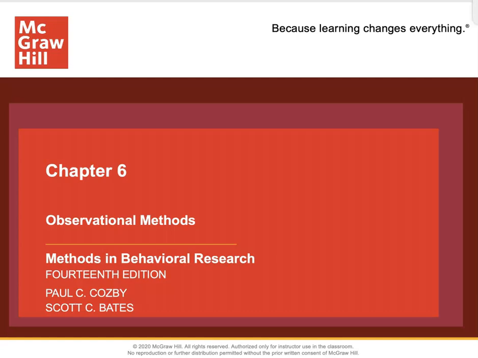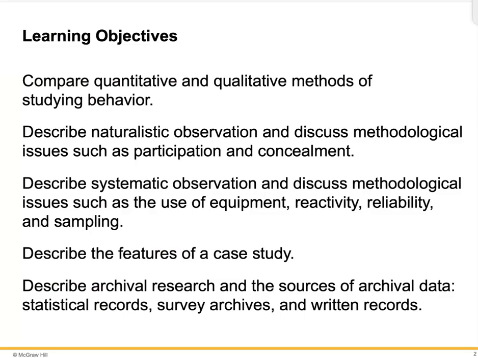Okay, so we are now on to Chapter 6, the Observational Methods. So the learning objectives for the chapter are to compare quantitative and qualitative methods of studying behavior, to describe naturalistic observation, and discuss methodological issues such as participation and concealment, to describe systematic observation and discuss methodological issues such as use of equipment, reactivity, reliability, and sampling, to describe the features of a case study, and to describe archival research and the sources of archival data, statistic reports, survey, archives, and written records.